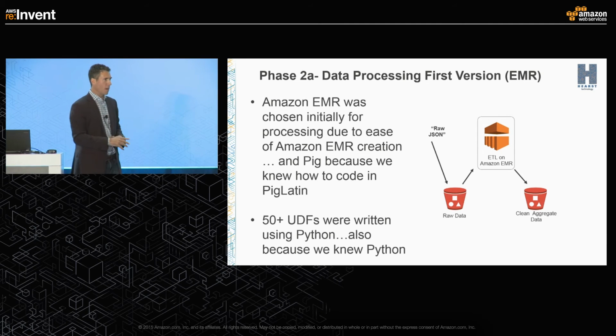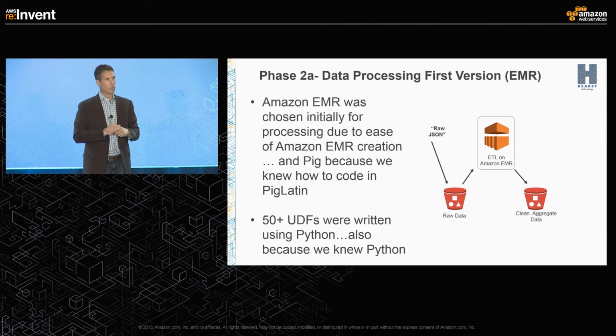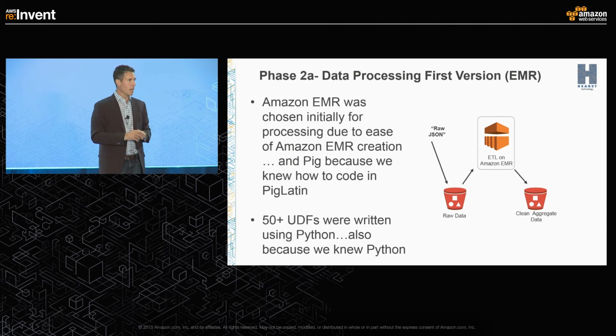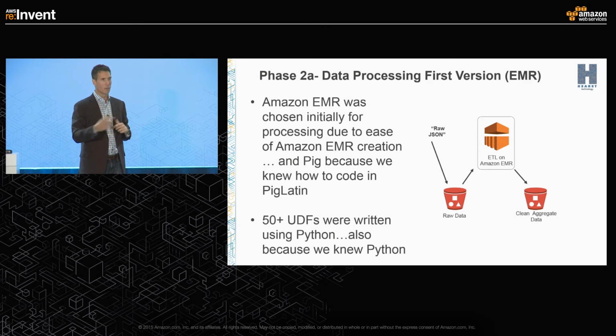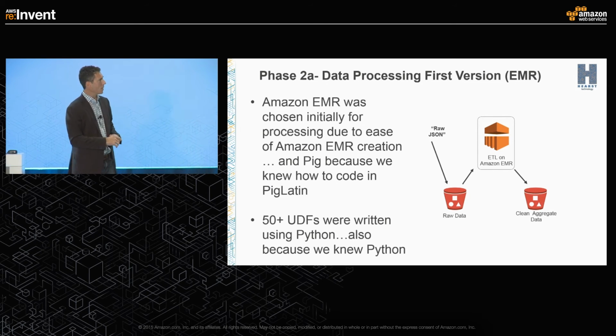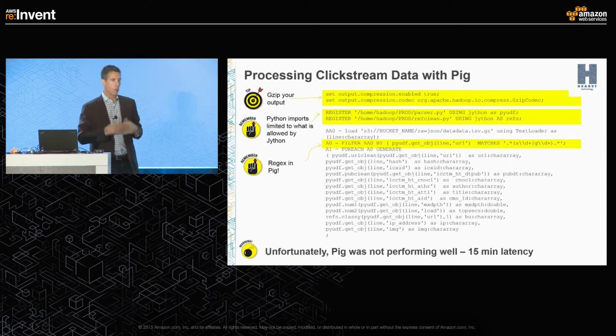Now, if any of you program with Pig, you have to have a lot of UDFs to work with it because it doesn't have a lot of cool functions out of the box. We ended up having to make 50 UDFs in Python because, again, that's our coding language of choice. We could have done it in Java, but we like Python. And that is very important.